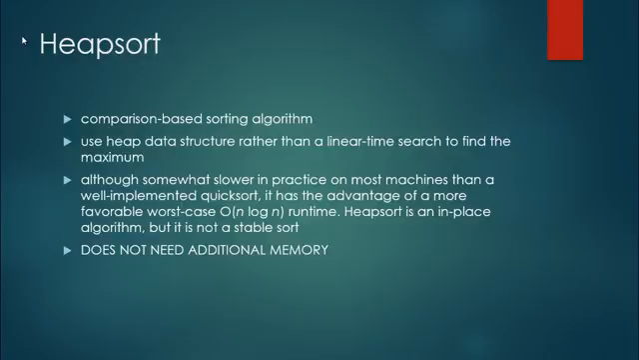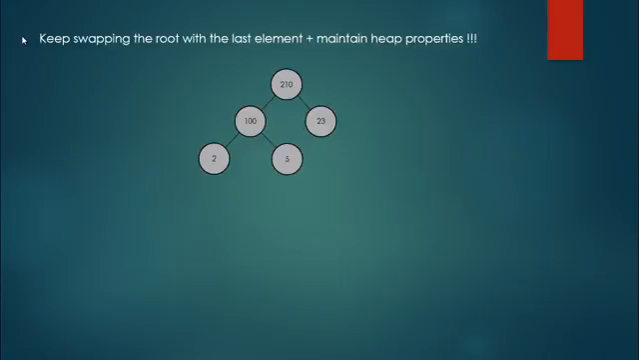And although somewhat slower in practice on most machines than a well-implemented quicksort or merge sort, it has the advantage of a more favorable worst case O(n log n). The worst case scenario for quicksort is O(n squared), which is very, very slow. Heap sort is an in-place algorithm, which means that it doesn't need additional memory, very, very efficient. But it's not a stable sort. So we keep swapping the root with the last element plus maintain the heap properties.